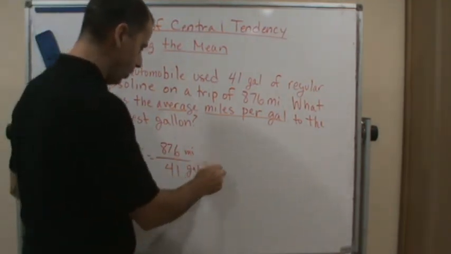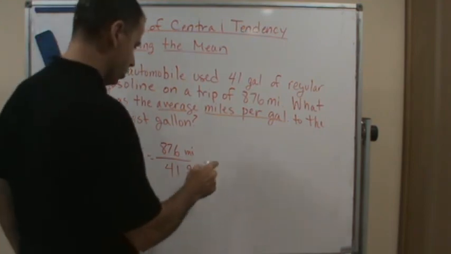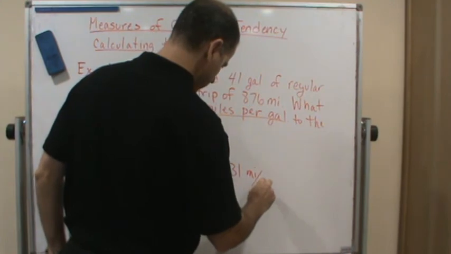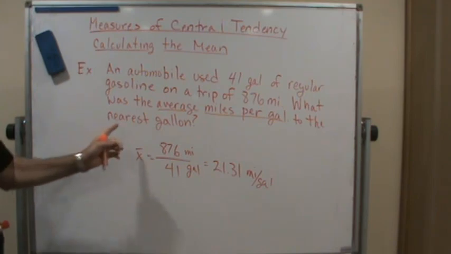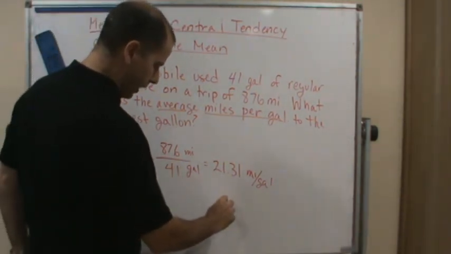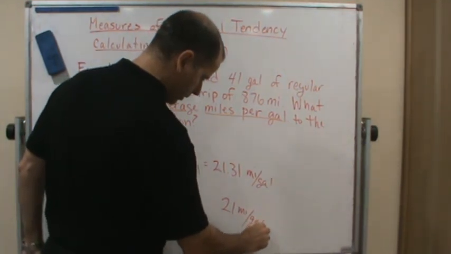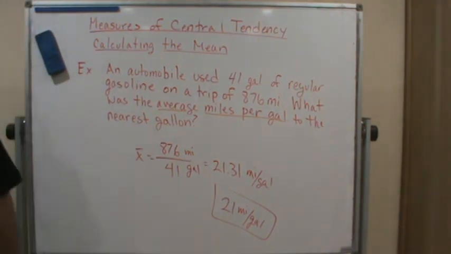Now all you have to do is use your calculator and divide, and you get approximately 21.37 miles per gallon if you round. They want us to round to the nearest gallon, so this would be approximately 21 miles per gallon. And there's your answer. Have a great day.